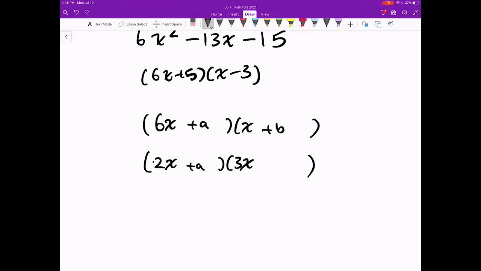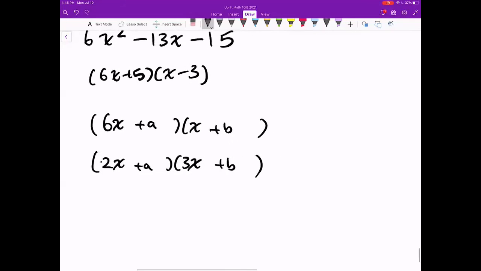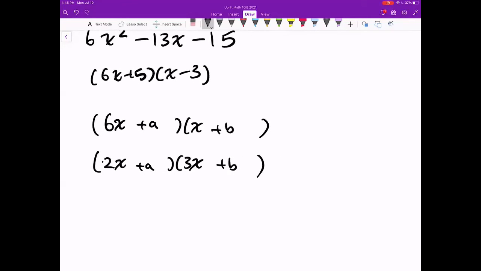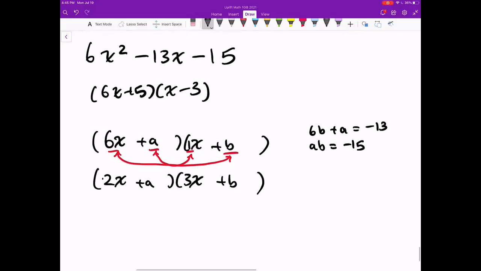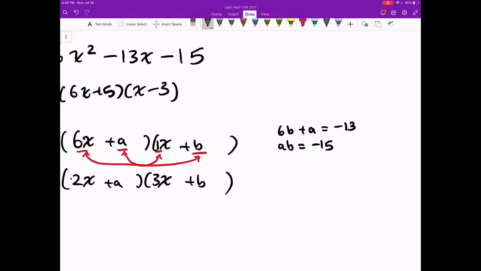6a plus b, or is it 6b plus a? Okay, so this is one. What we do in this step is use the FOIL method. Yeah, 6b plus a. So 6b plus a must equal negative 13. And a times b must equal negative 15.